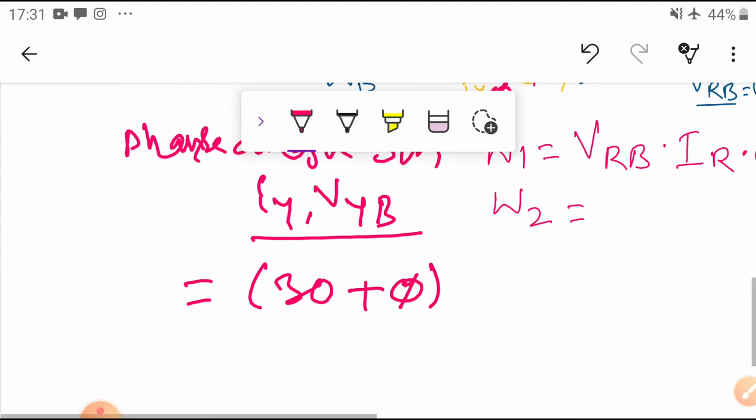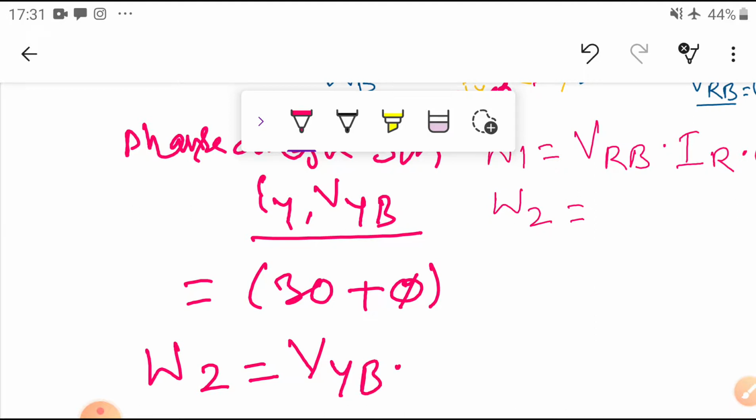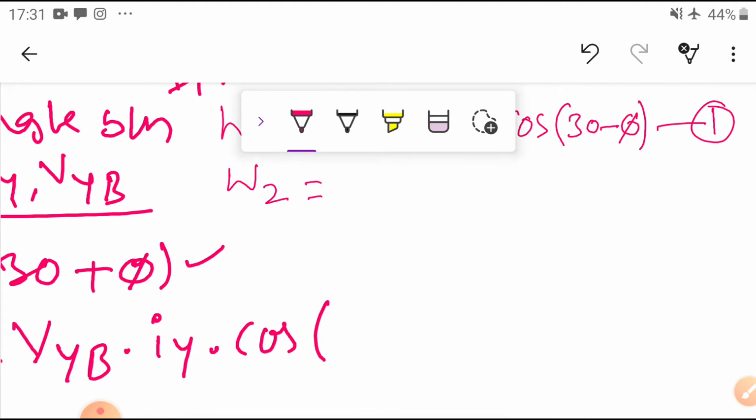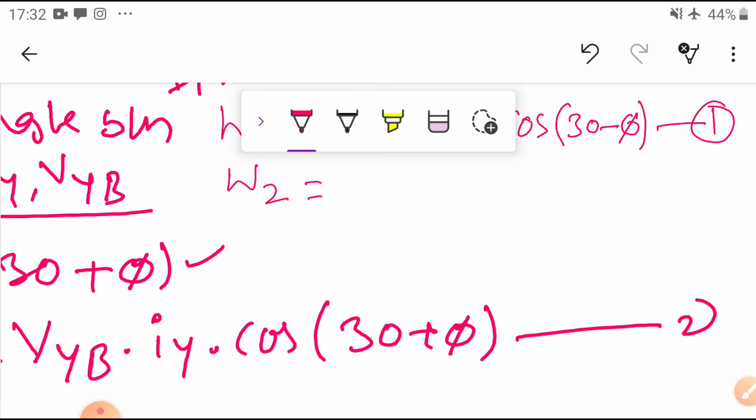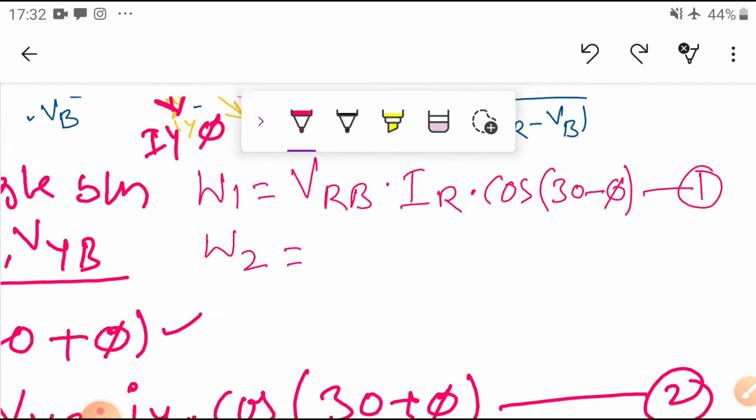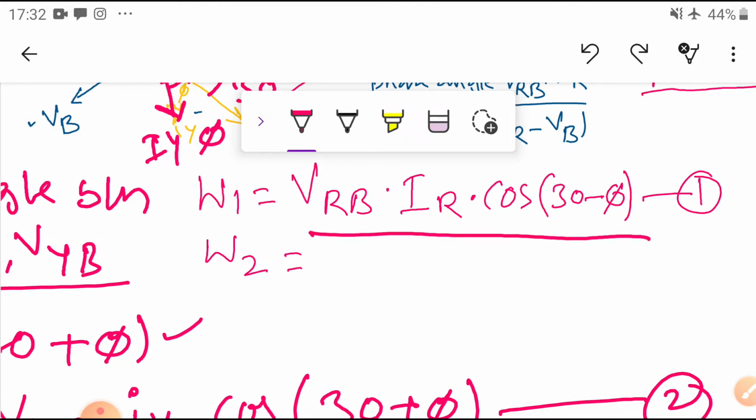So I can write W2 is equal to, what is the voltage? That is the voltmeter reading, VYB. What is the current? IY cos phase angle. What is the phase angle? This is the phase angle. Then I can write 30 plus 5. This is the second equation. Okay. So now you can see it. This is the first equation. This is the second equation. Okay. Two reading values we got.